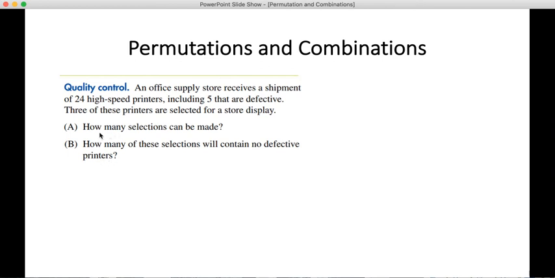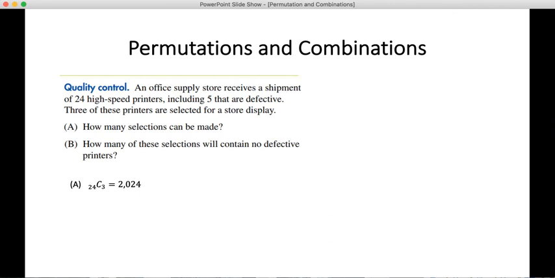So first, let's tackle the first question. How many selections can be made? Well, how many printers are there? 24. And how many are you selecting? 3. So that's a combination of 24 taken 3 at a time. There are 2,024 ways to make this selection.